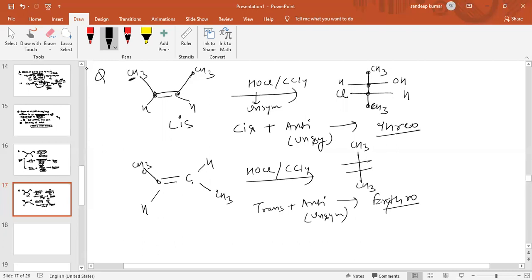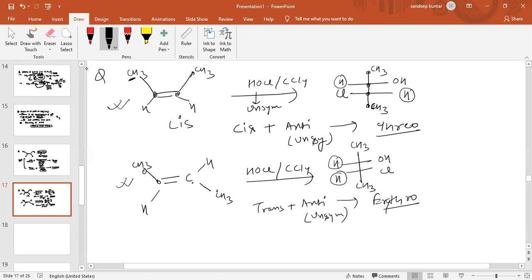Erythro and threo forms are defined by the two same groups. In the threo form, two same groups are on opposite sides, while in the erythro form, two same groups are on the same side. So this is OH and this is Cl. When the two same groups are on opposite sides, it is threo. When the two same groups are on the same side, it is erythro. So this is basically the stereochemistry.